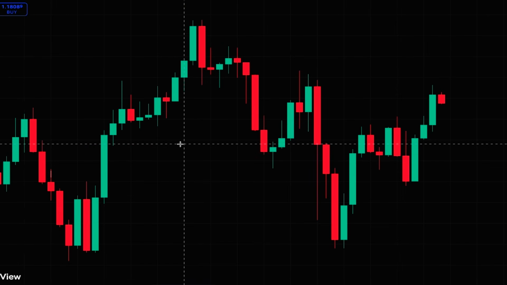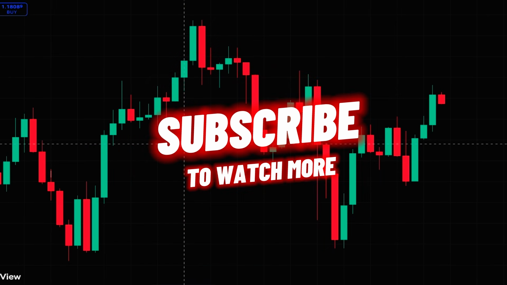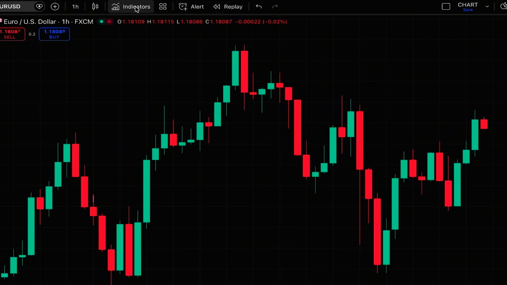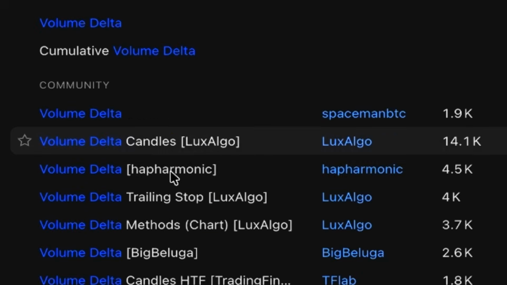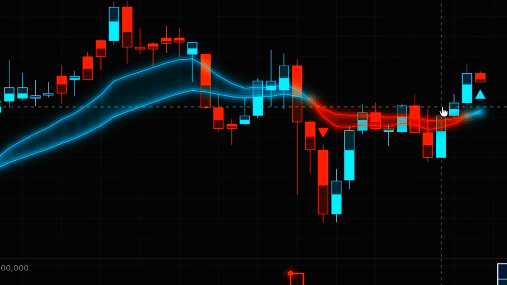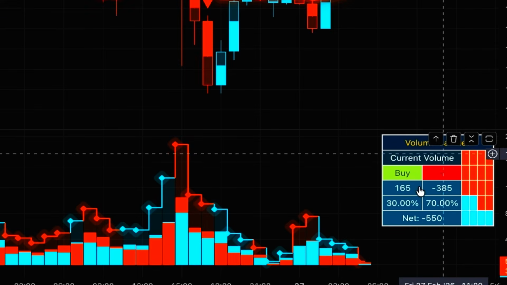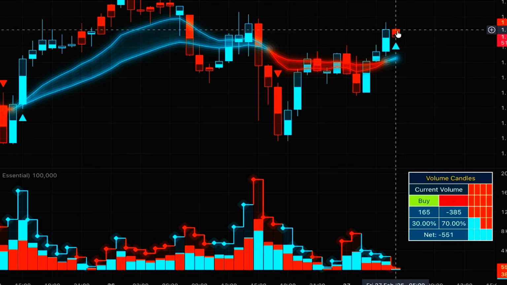Alright, now let me introduce the third indicator. Here we click on indicators and we search volume delta, this one, which is written by Hap Harmonic. Alright, this is the indicator, and as you can see, we have overlays, we have volume bars here, and a table here that shows information for the current candle that is forming.